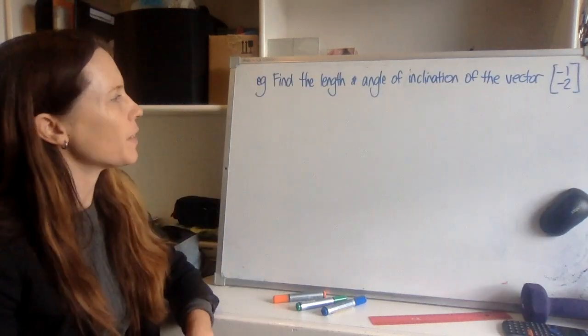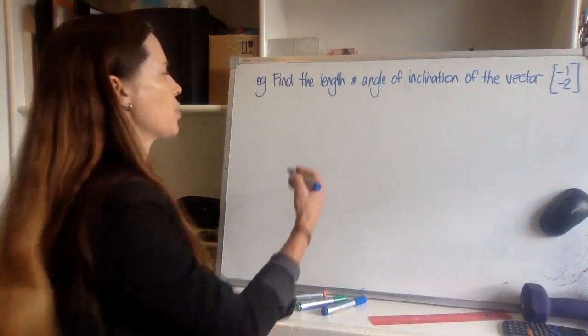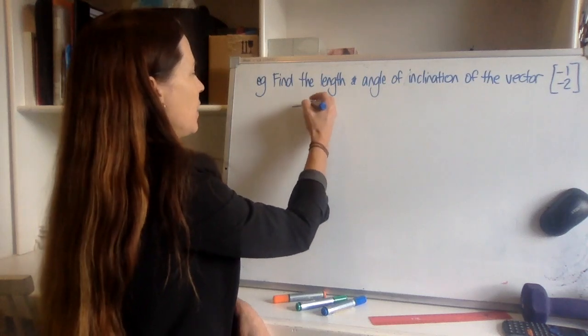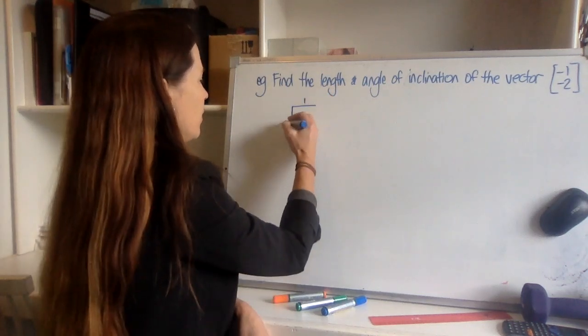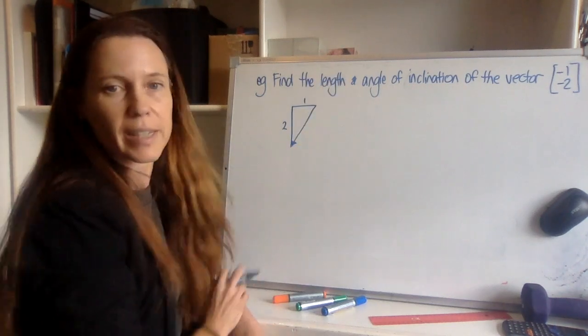Last example now, find the length and angle of inclination of this vector. Now, first thing to do is just to draw it. We're going one step to the left and then 2 steps down. So it's going to look something like this, and our vector goes in that direction downwards.